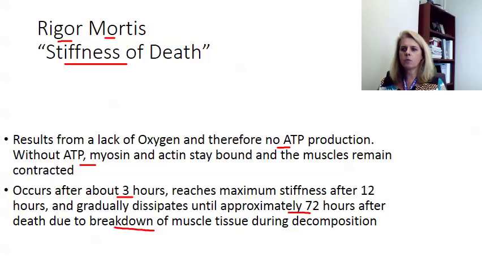A lot of times we don't see that because the bodies that we see in rigor mortis, we usually bury our dead before 72 hours. So a lot of times the bodies we see are still in rigor mortis because we tend to bury our dead within 3 days.